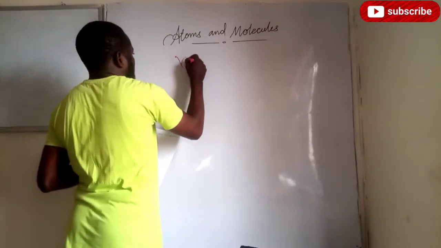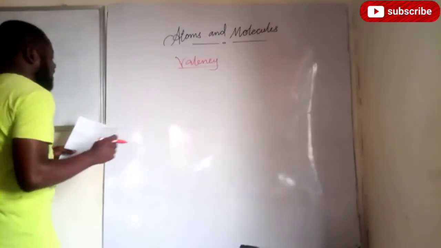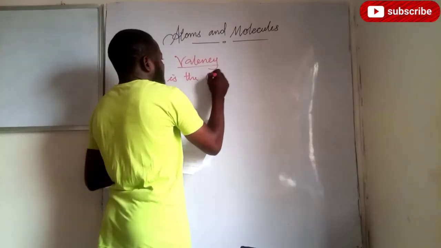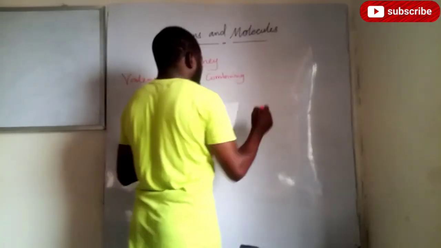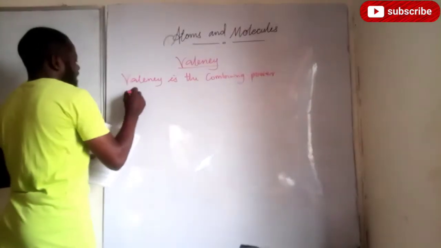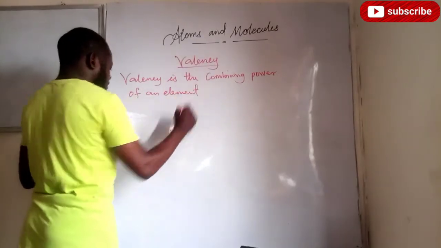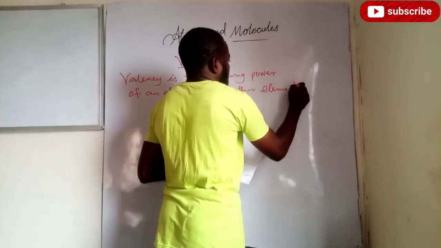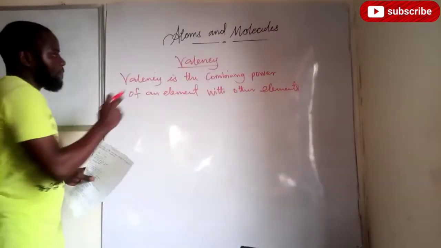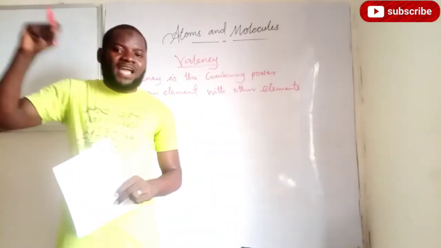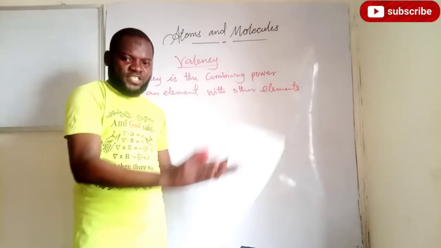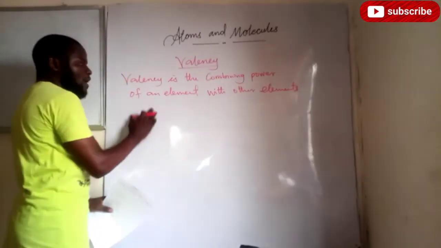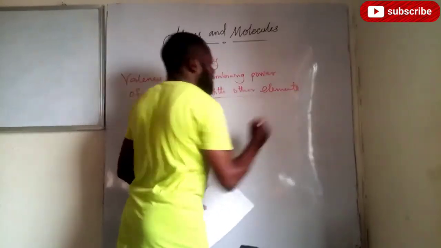Valency. Now, when you talk about valency, what is valency? Valency is the combining power of an element with other elements. Are we together now? Remember I told you that we talk about atomicity for an element only, just a unique element, one atom in a certain element. But valency is the combining power of an element with other elements. With other elements is the key word there.